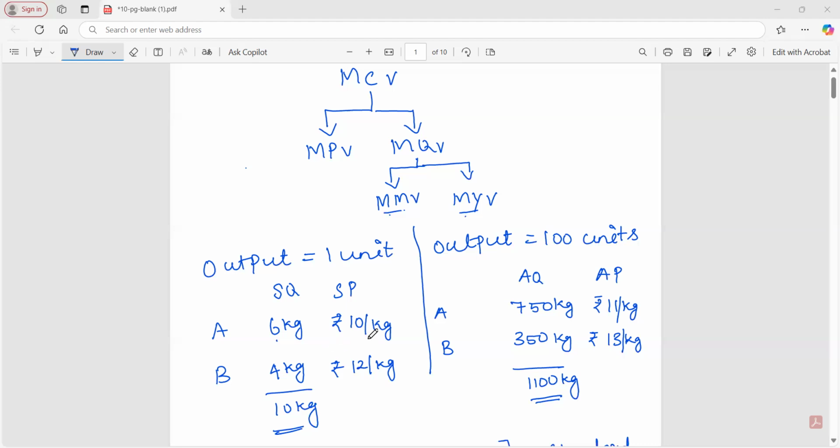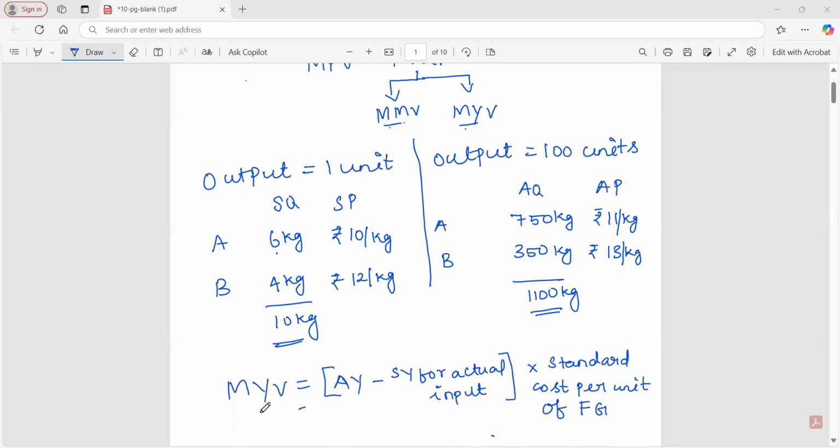We are planning to pay rupees 10 per kg for raw material A and 12 per kg for raw material B. And our actual production is we actually produced 100 units of finished goods for which we used 750 kg of raw material A and 350 kg of raw material B. And the actual price paid for purchasing raw material A is rupees 11 per kg, and the actual price paid for purchasing raw material B is rupees 13 per kg. So sorry, actually we used 1100 kg of raw material to produce 100 units of finished goods. Now for this data, let's see how to calculate material yield variance.